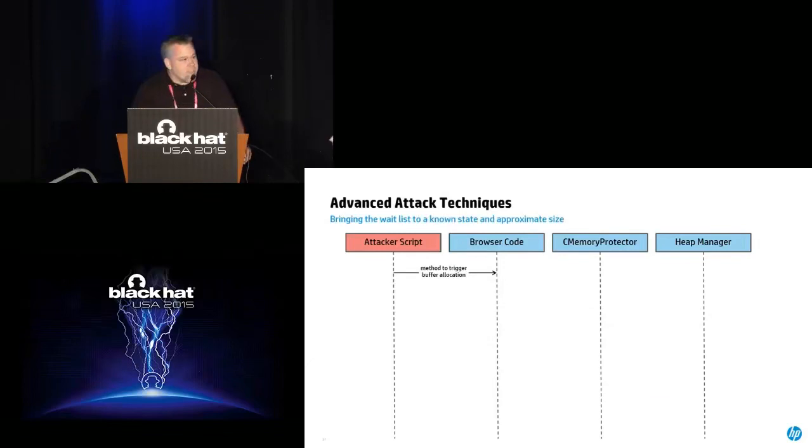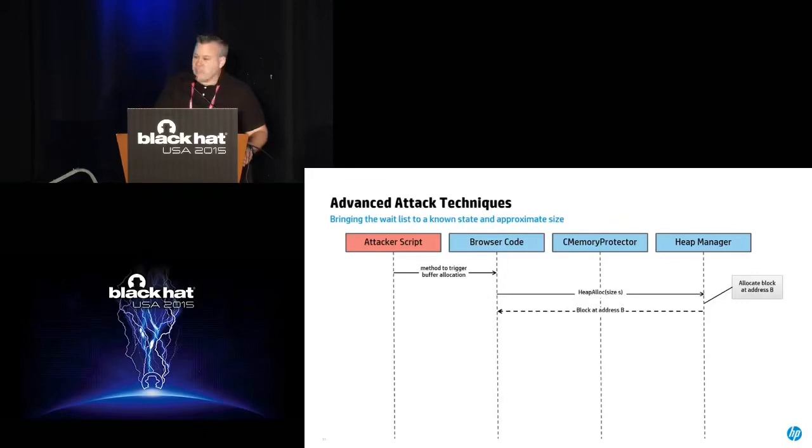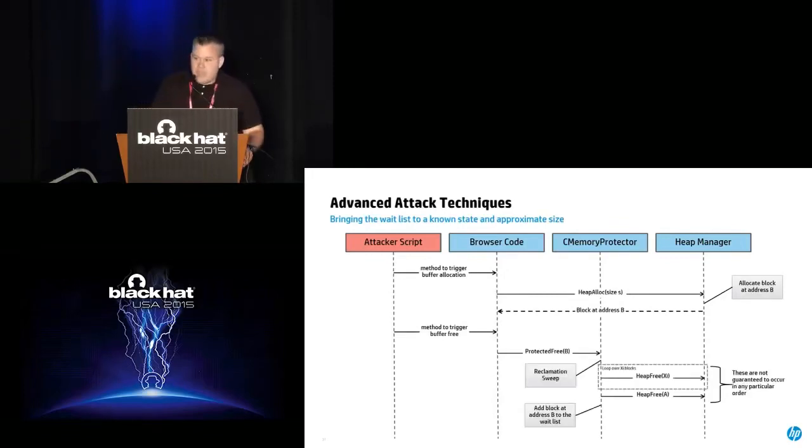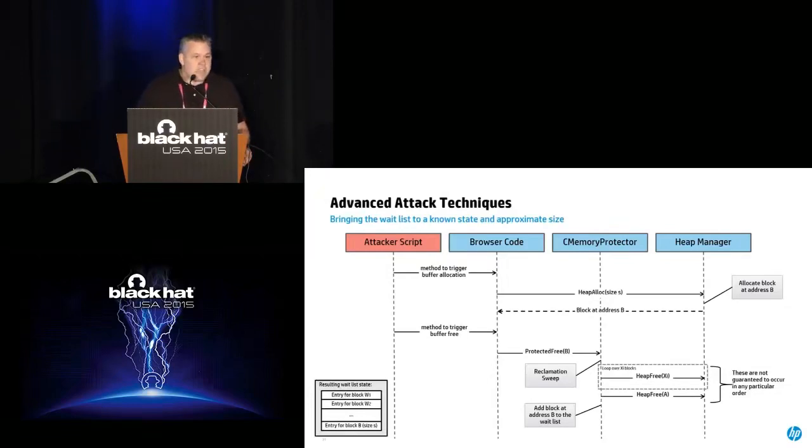So now we're going to prep the wait list and try to bring it to a known size so that we know exactly when deallocations are going to occur. So we're going to force a reclamation sweep and bring that wait list into that approximate size. So first we're going to allocate a block of an arbitrary size, we'll call it B. Then we're going to call protected free on that object. And because we're at the point where the code will trigger the reclamation process, it will free block A and free any other blocks that don't have references on there. And after that, it will add block B to the wait list. So at this time, we have a wait list in an approximate size and an approximate known state, clearing everything out.